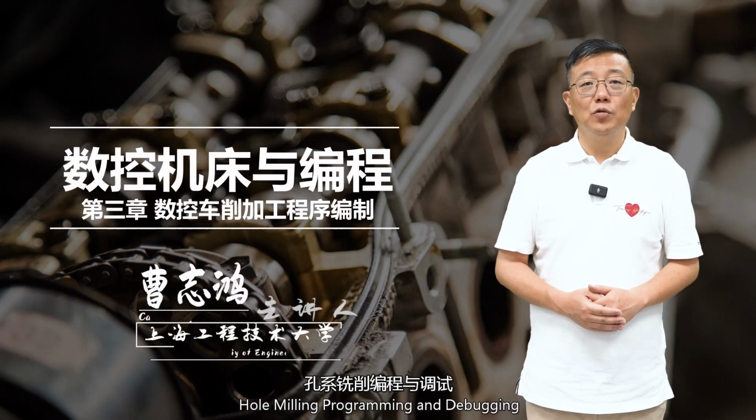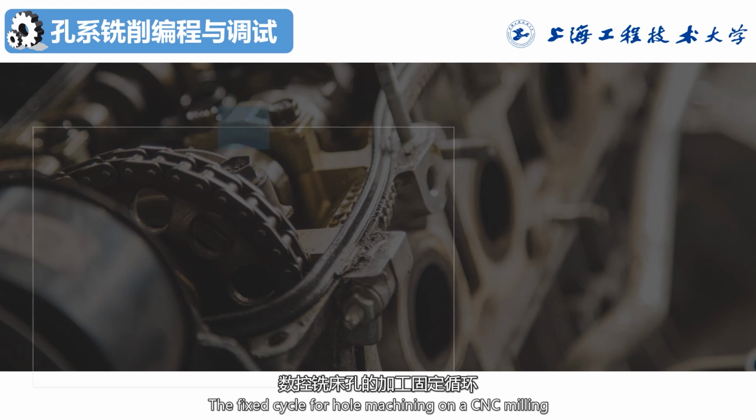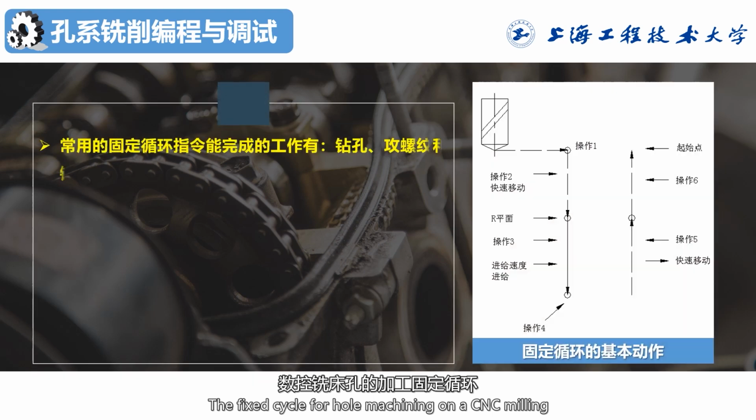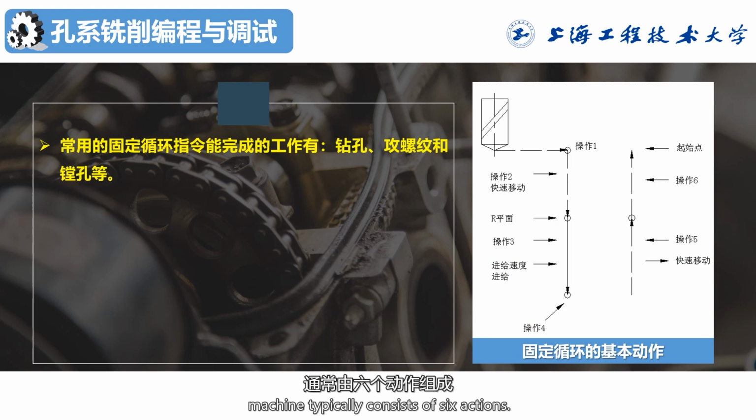Hole machining programming and debugging. The fixed cycle for hole machining on a CNC milling machine typically consists of 6 actions. As shown in the figure, dashed lines represent rapid feed, and solid lines represent cutting feed.